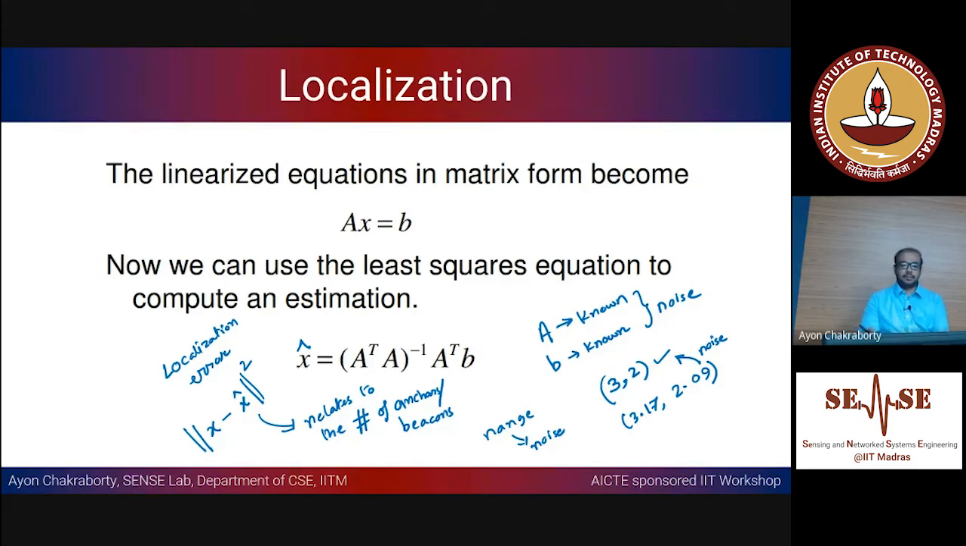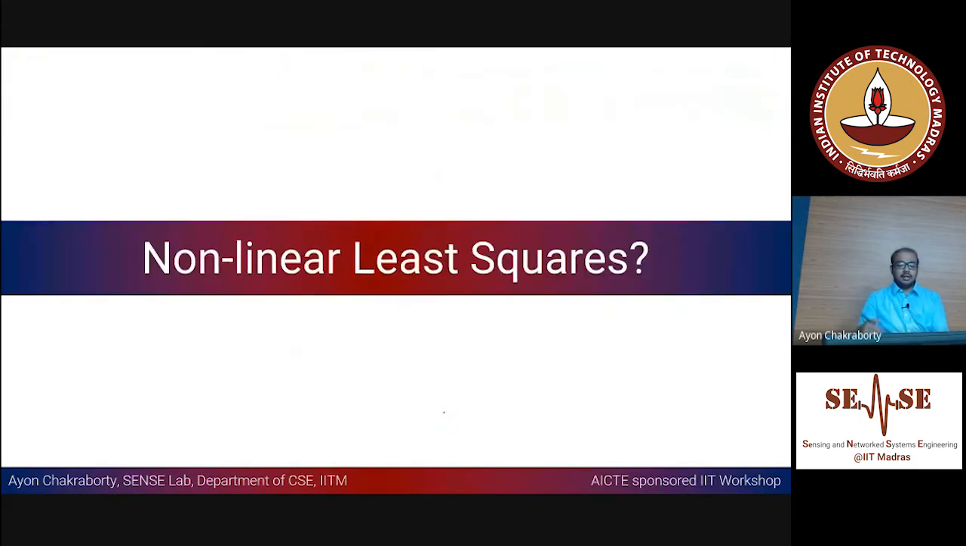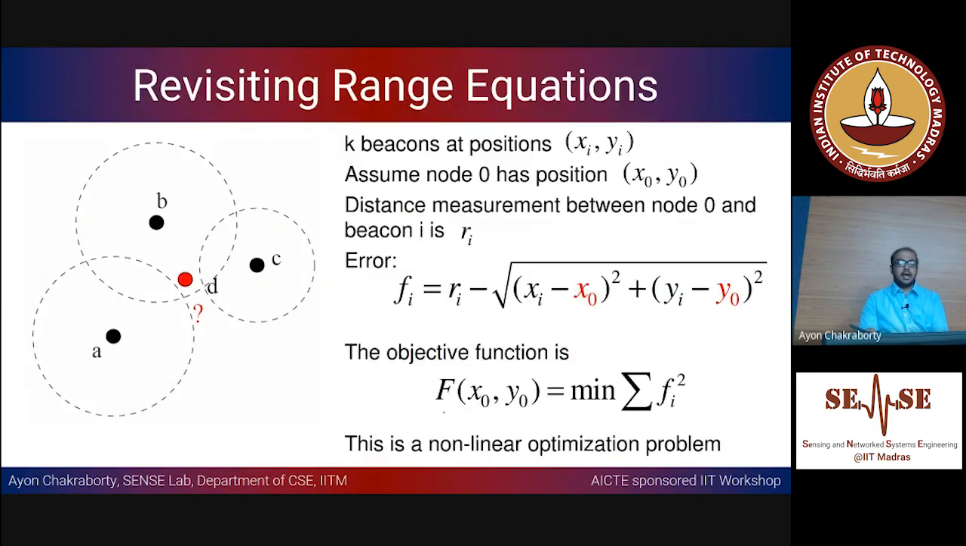Okay. So now there are other ways, right? I'm going to also introduce you to another technique, just for solving this as a nonlinear least square fit kind of approach. Let's just revisit these range equations. You again come back to this f_i is equal to r_i minus the square root of the expression. So again we go back to square one.